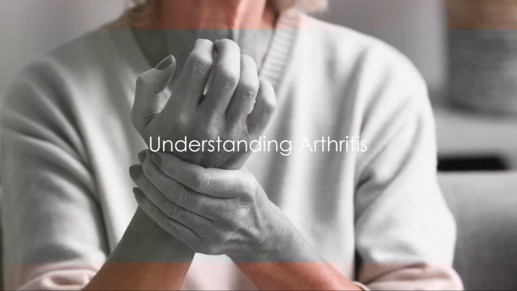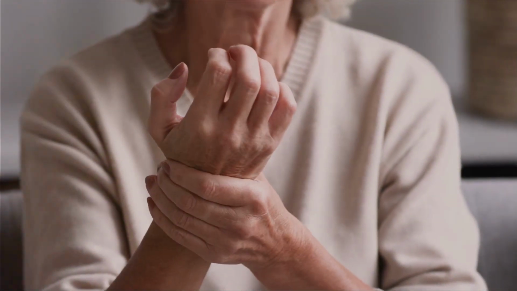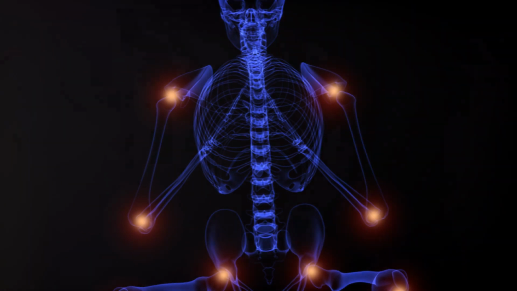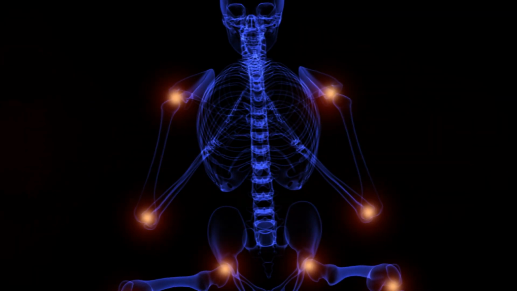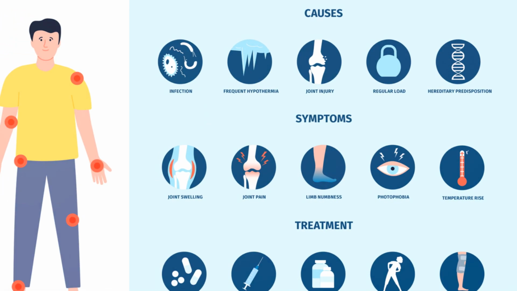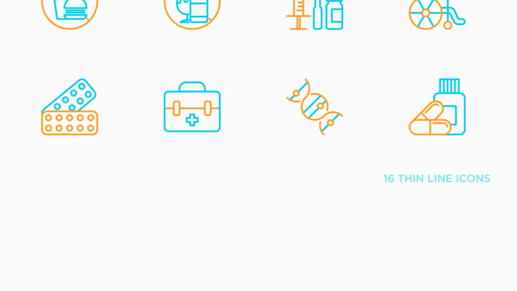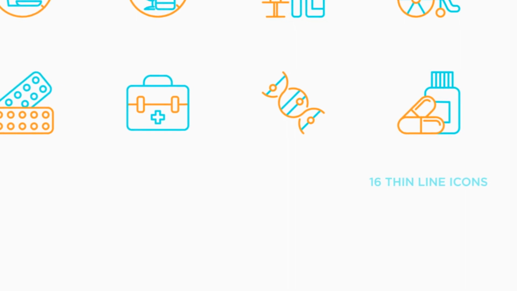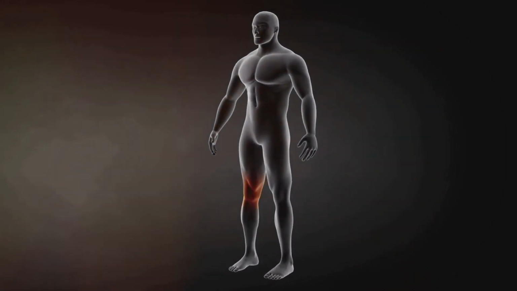Have you ever wondered why your joints ache, swell, and stiffen? Could it be arthritis? Arthritis is a term that envelops over 100 different conditions, all characterized by inflammation of the joints. It's a global condition, affecting millions of people worldwide. But what exactly is arthritis?